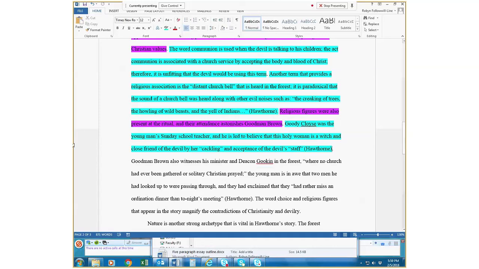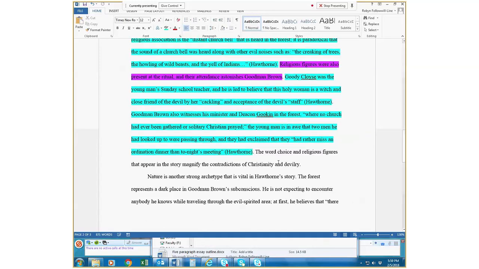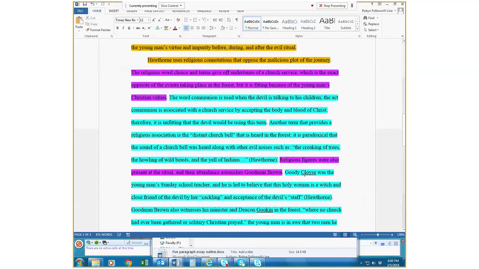citation. So the next example, Goodman Brown also witnesses his minister and Deacon Gookin in the forest where no church had ever gathered or solitary Christian prayed. The young man is in awe that the two men he had looked up to were passing through, and they had exclaimed that they'd rather miss an ordination dinner than tonight's meeting. The word choice and religious figures that appear in the story magnify the contradictions of Christianity and deviltry. So there's our second body paragraph right there.